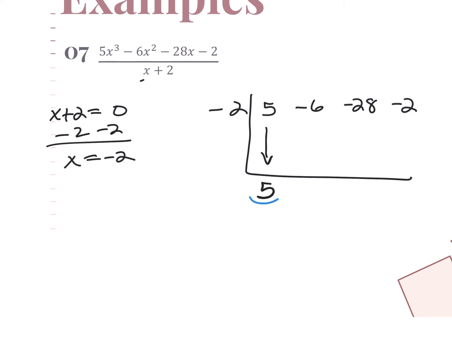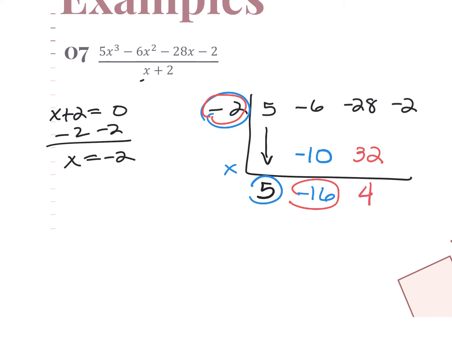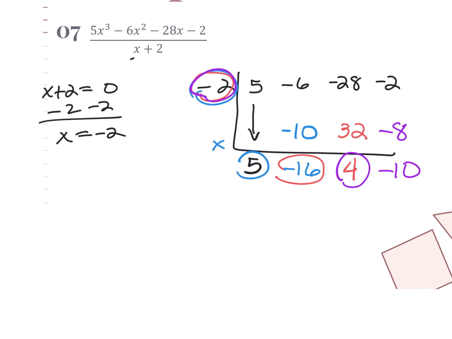Multiply 5 times -2. Put that product in that first column. Add straight up and down. -16. Multiply -16 times -2. That product goes in the next column. Add the column. Multiply one more time, 4 times -2. -8, add the column, and now let's put back our variables.